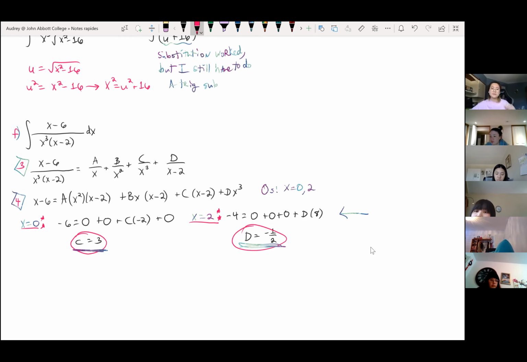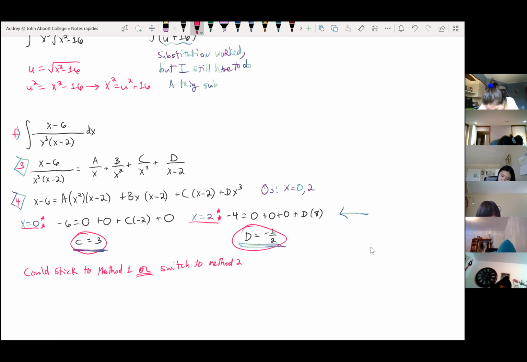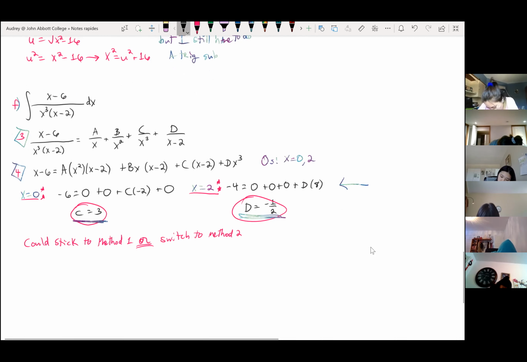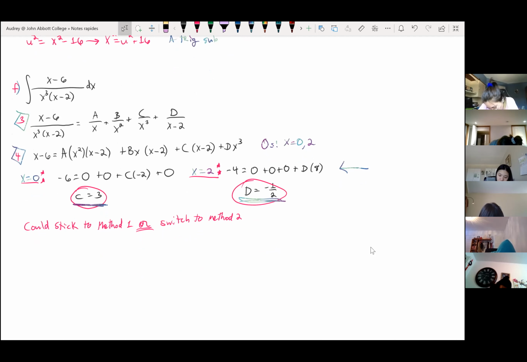Okay, so you could stick to method 1 or switch to method 2. The reason that switching to method 2 is sometimes not worth your time, if you don't have a lot left to solve for, is because the expansions that take place can actually take a long time to do. And writing down the equation can actually be quite long.